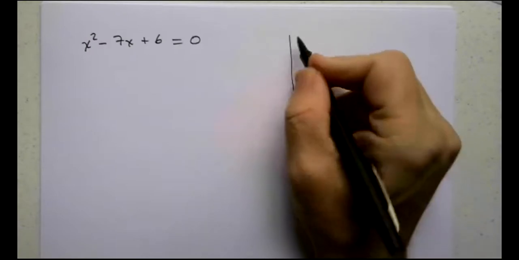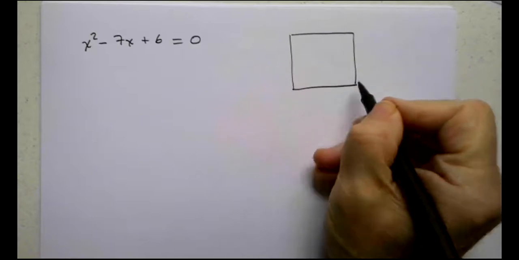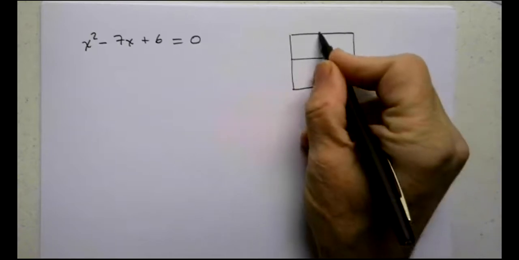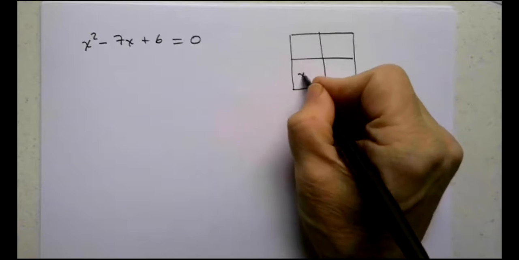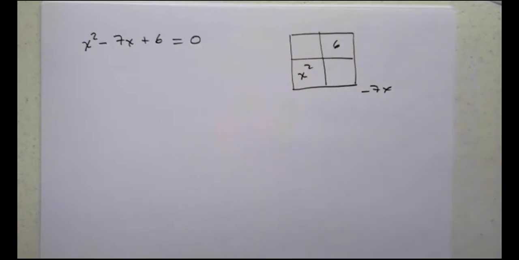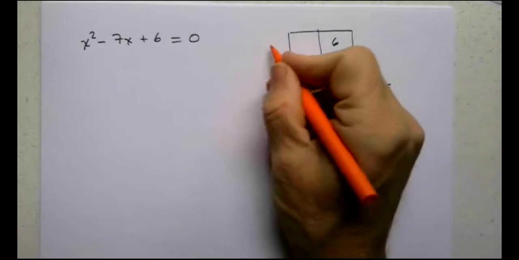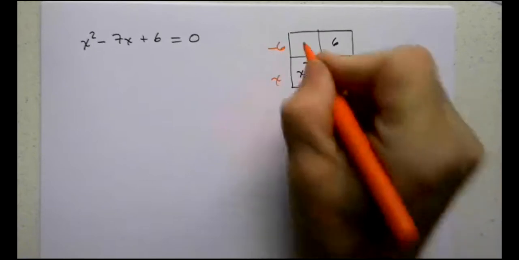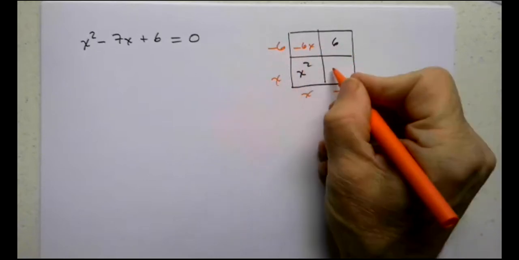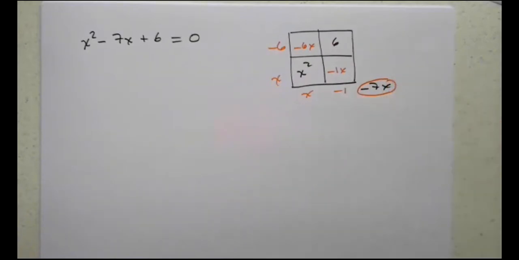So let's go to my favorite box for factoring. X squared goes here, 6 goes here. I need negative 7x down here. To build x squared, x times x would work. To build 6, negative 6 times negative 1 would work. The negative 6 times x is negative 6x. Negative 1 times x is negative 1x. It adds up to negative 7x.